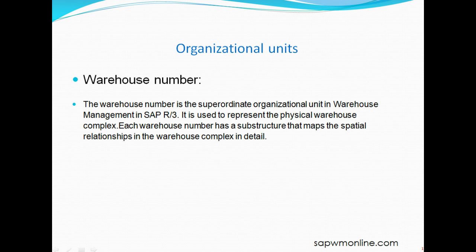So we will discuss each of these organizational units in detail. Let's start with the warehouse number. The warehouse number is the superordinate organizational unit in warehouse management in SAP R3. Superordinate means highest in rank. It is used to represent the physical warehouse complex. Each warehouse number has a substructure that maps a spatial relationship in the warehouse complex in detail.